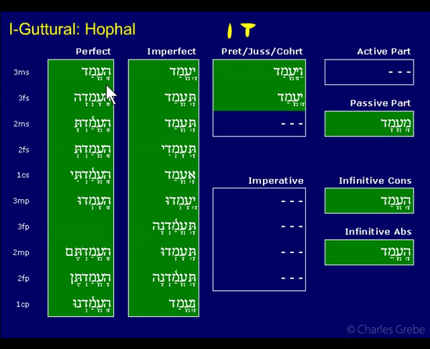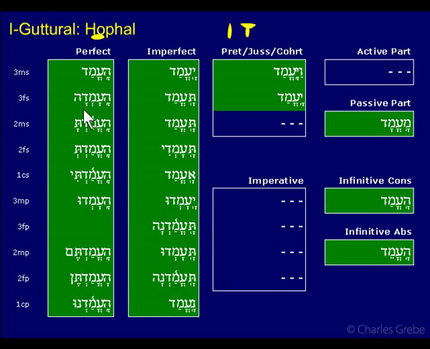The metheg here is here because of this compound shava. So this is still a short o. Ho, o, mad. Okay? Don't think this is a long a. You're still preserving this o here. It's right in the name.